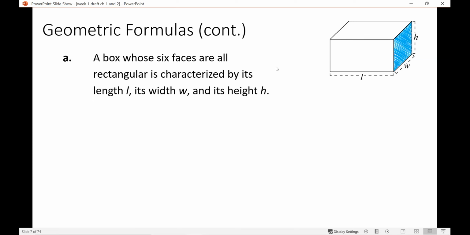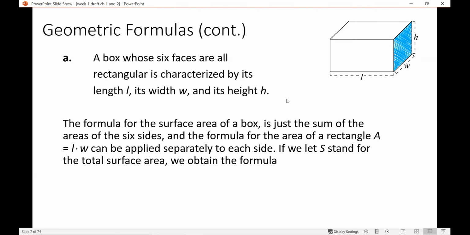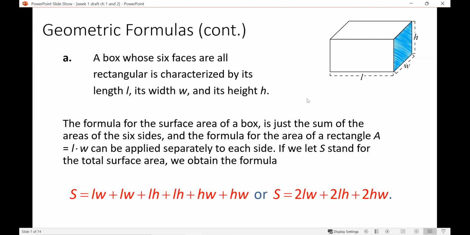So first of all, let's take this box with 6 sides. It's a rectangular box, so it's got a length, a width, and a height. And if we want to find its surface area, we just need to add up the area of each of the sides. We've got a front and a back, that's going to be length times height. A left and a right, going to be width times height. And a top and a bottom, that's going to be length times width.